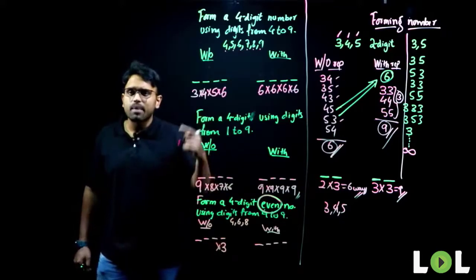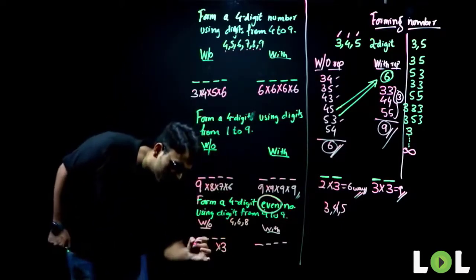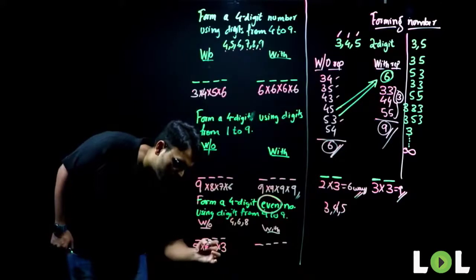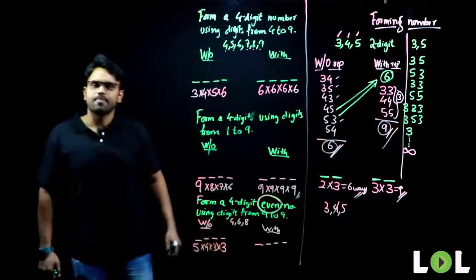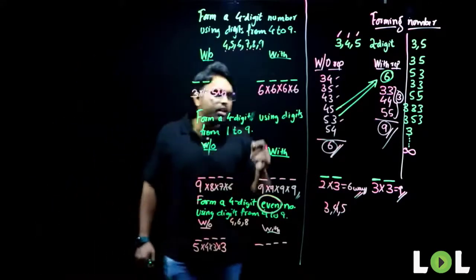So how many numbers will I be left out with? I'll be left out with 5. Now 2 I have used up, 4. Next, 3. Following, everyone, anybody, any doubt?